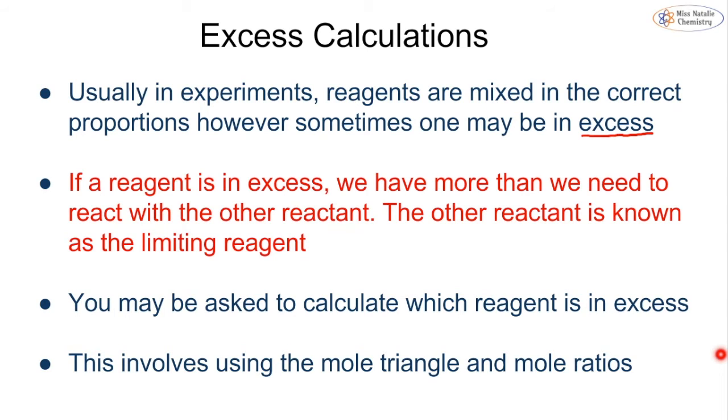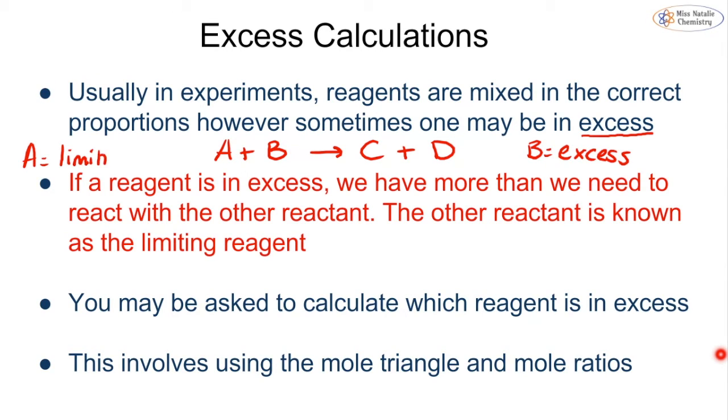So for example, if I have A plus B to make C and D, I may put in an excess of B, which means I know for a fact that all of A is going to be able to react because I'm using more than enough B in order to make my products. So in this case, B would be in excess, and A would be called the limiting reagent.